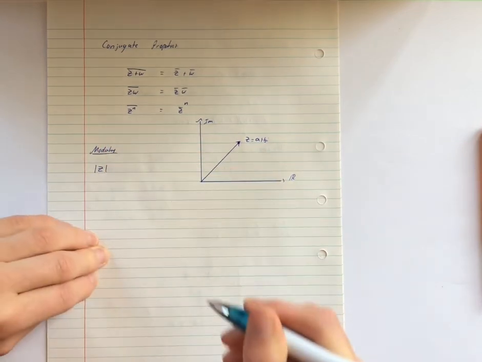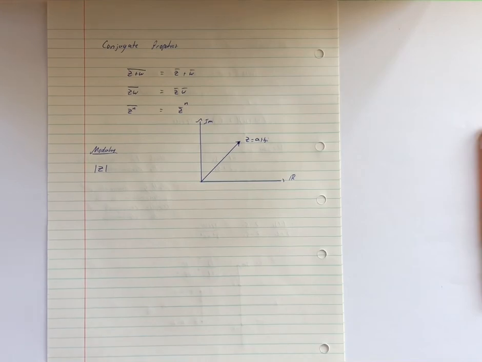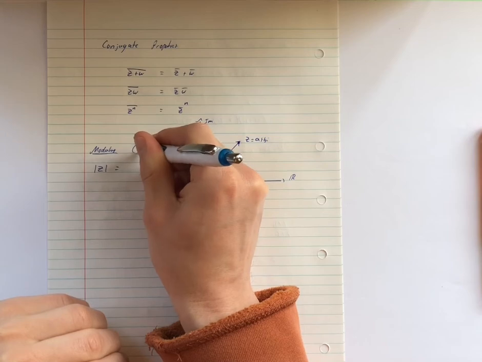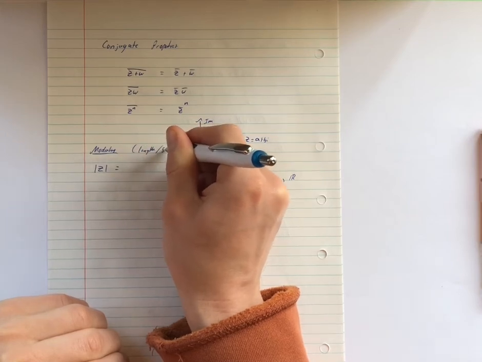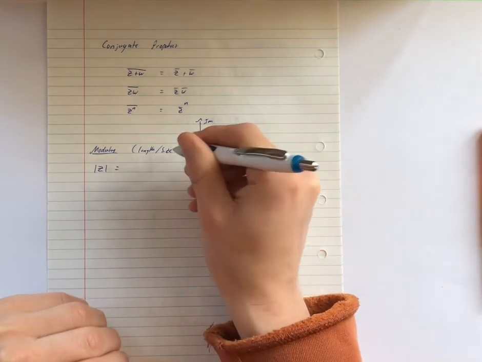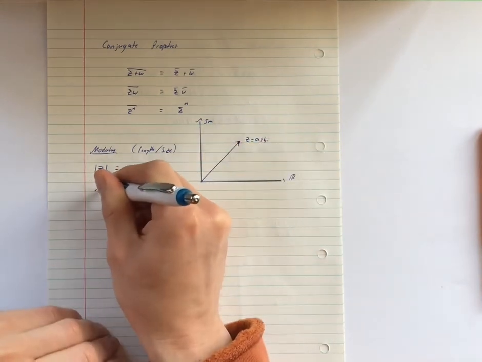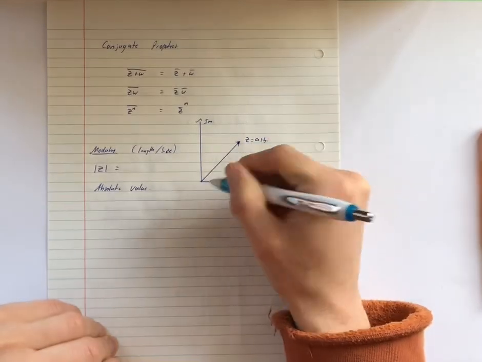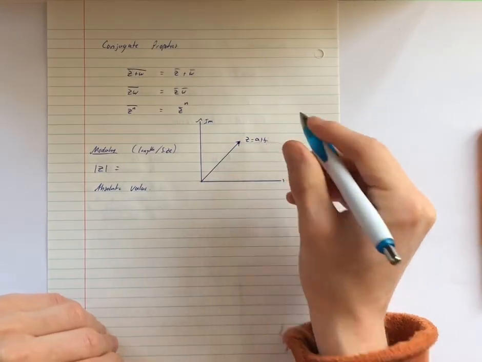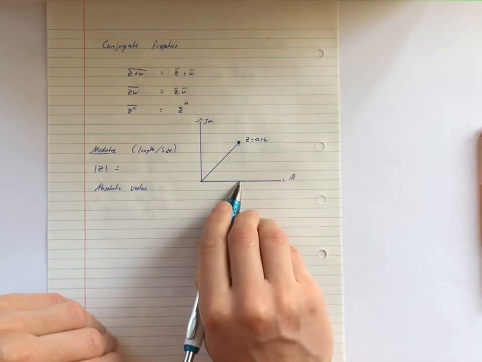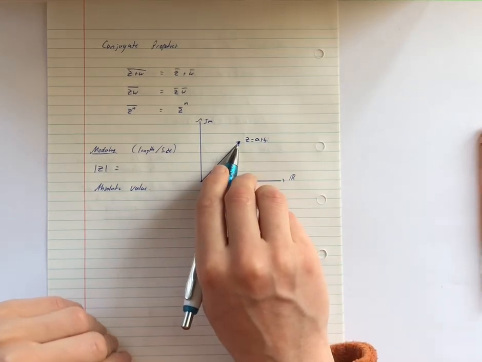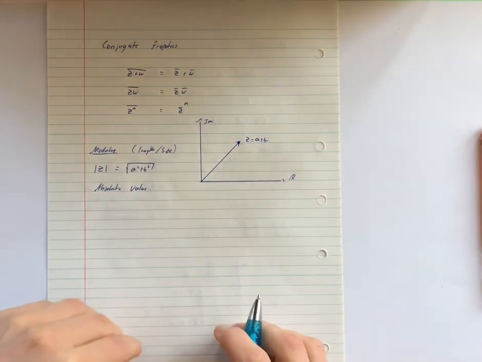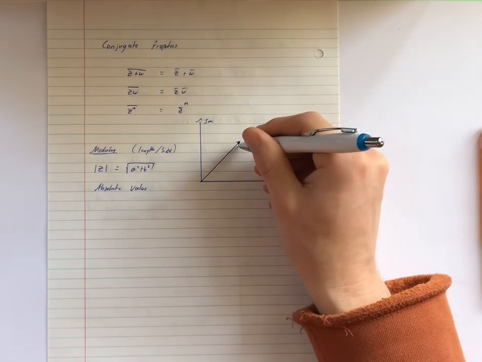and we use these vertical lines on each side of the z. Well, this just means length, size, or absolute value. Now the absolute value or length, well, it's obviously just from Pythagoras: real part squared plus imaginary part squared, all square rooted. So that's just by Pythagoras.